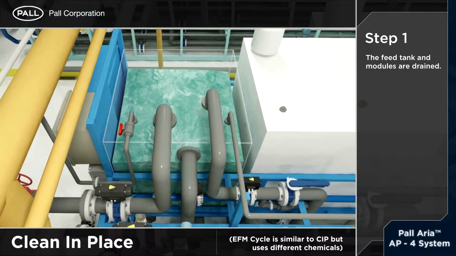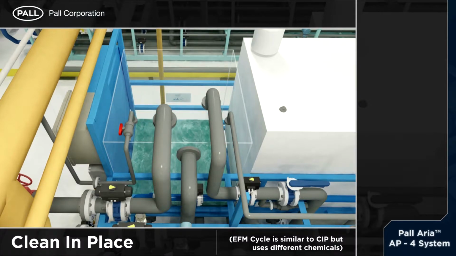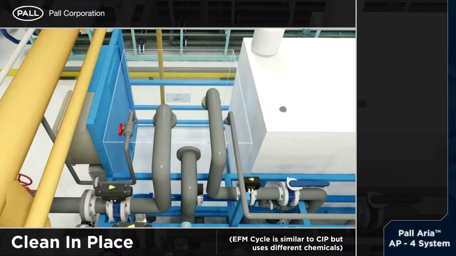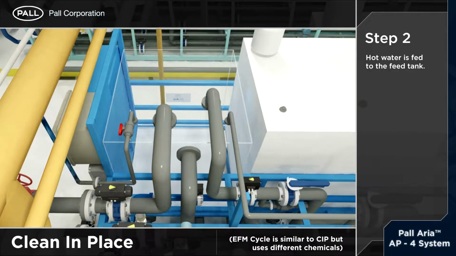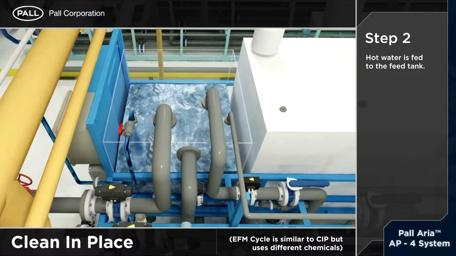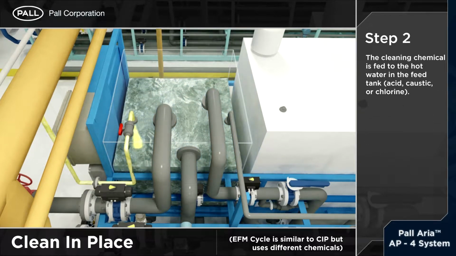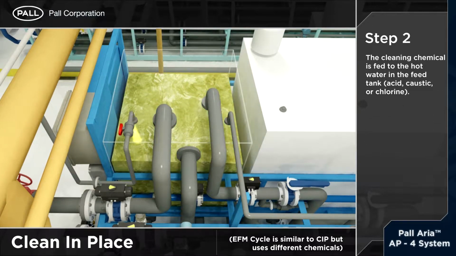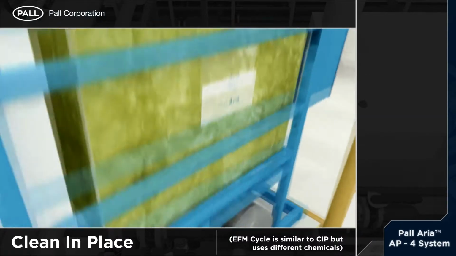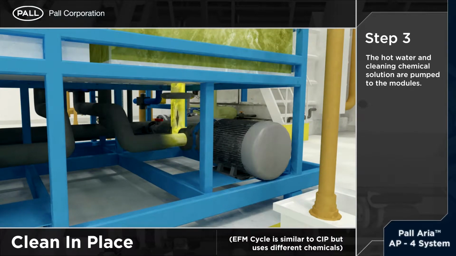When a CIP is initiated, the feed tank and modules are drained. Hot water is then fed to the feed tank. A cleaning chemical such as acid, caustic or chlorine is fed to the hot water in the feed tank. The hot water and cleaning chemical solution are then pumped to the modules.